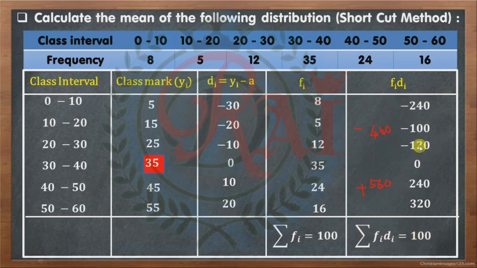First we need to add all negative values, which is equal to 460. Then I'll add the positive value, which is 560. Now 560 minus 460 is equal to 100. This you need to do in rough.